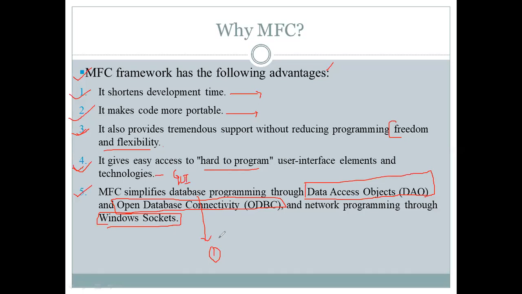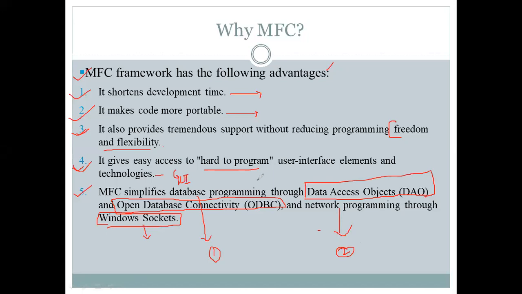Now you can easily connect your front-end applications, that is the user program, with your back-end database. Along with that, the second application is network programming. Network programming can also be simplified. Whatever application is designed for network programming will be simplified with the help of Windows socket programming. We have predefined classes for Windows socket programming, so most of the time we are not required to write the entire program.